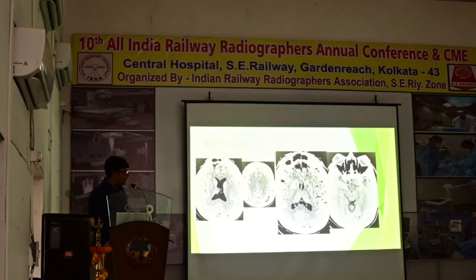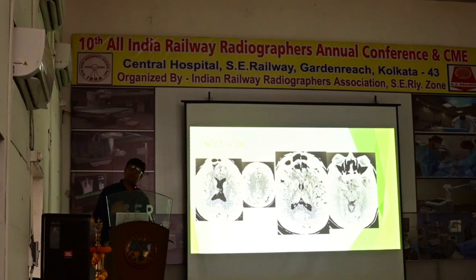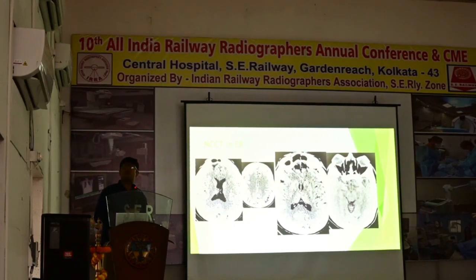Whatever hyperdensity we are seeing is the clot burden. So it's a huge clot, and whenever we see such a picture, we know the chance of thrombolysis working is 25%. So thrombolysis may not open this patient, and we may require thrombectomy. So it's a bad case, it may go to a worse prognosis.